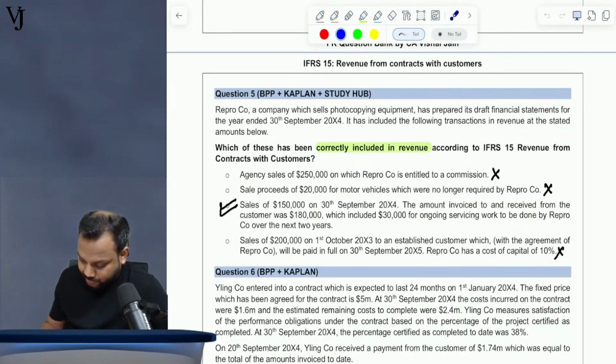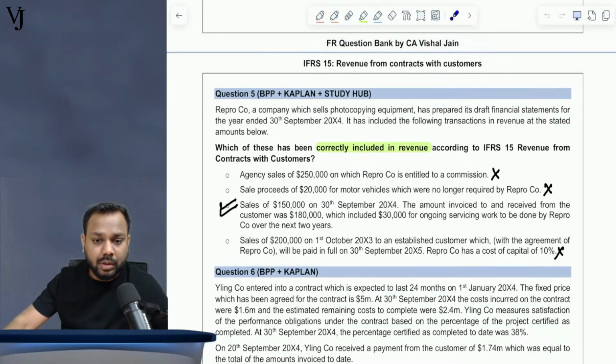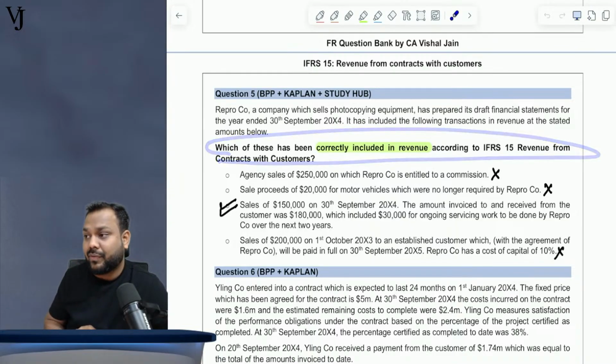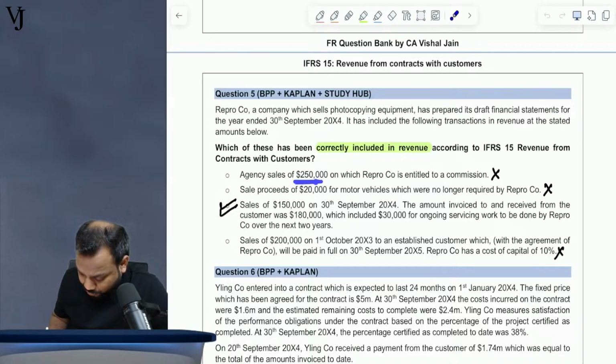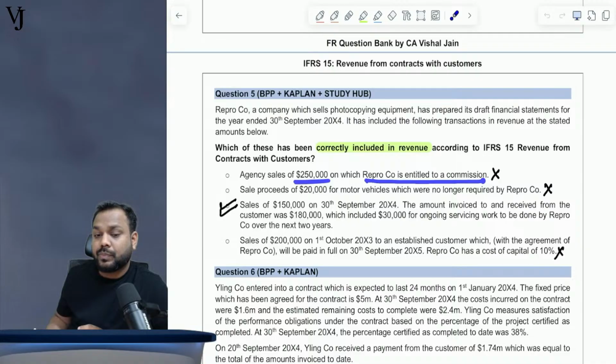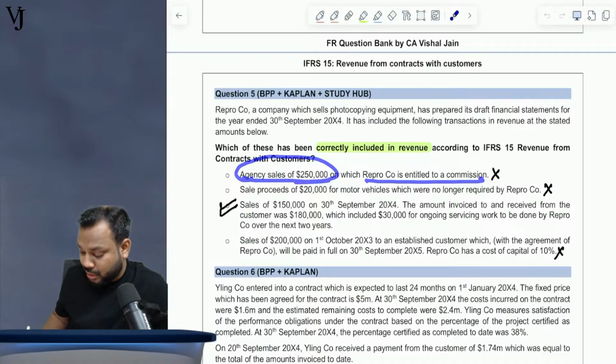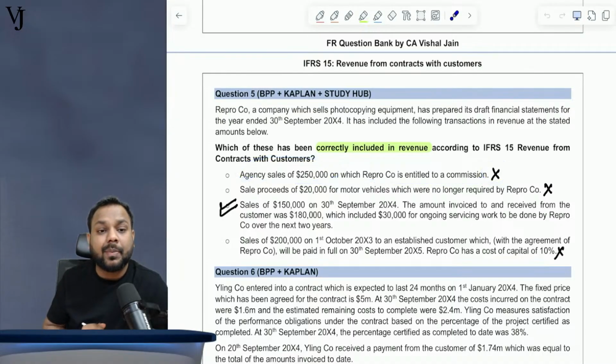I'll just discuss that with you. Which of these has correctly recognized revenue? Agency sales of 250,000 on which Repro is entitled to a commission. Since it was an agency sale, can we recognize the whole amount as revenue? No, we should ideally be recognizing only the commission income, right? But the company has recognized the whole amount as revenue, which is wrong. This is one type of question that can be asked.